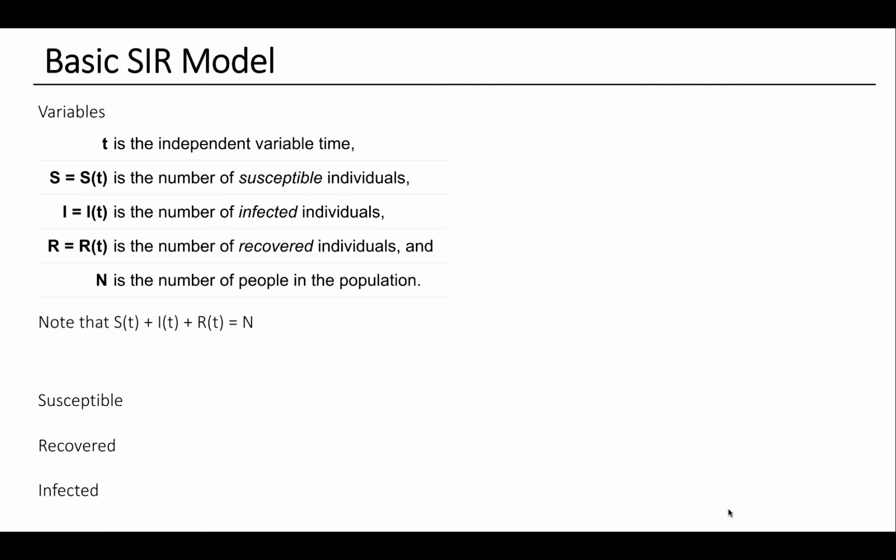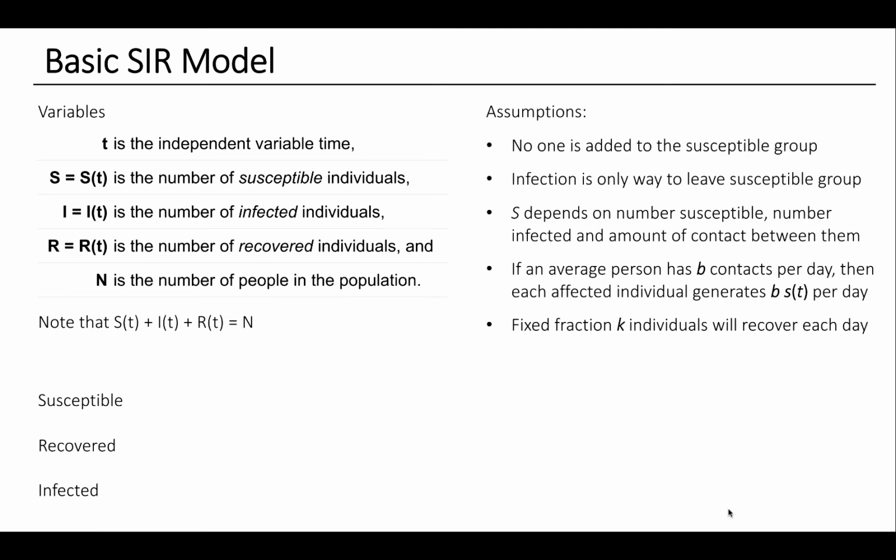So it's important to note that the sum of those that are susceptible, infected, and recovered equals N. So in this basic model, there's nobody that will not fall into one of those three categories. There's a few other assumptions. We assume that there's no additional people being added to the susceptible group. There's no births or deaths going on in that way. Being infected is the only way to leave the susceptible group.